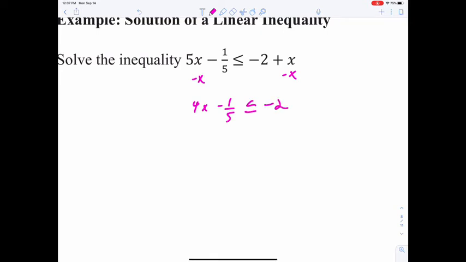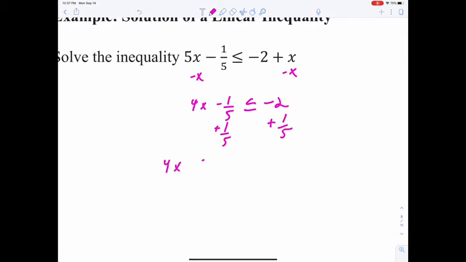Again, we want to get x by itself in the end, so let's add 1/5 to both sides. So we get 4x less than or equal to -2 plus 1/5. So we want to add -2 and positive 1/5. There's a couple ways you could do that. One way is to get a common denominator. Technically, the -2 can be made a fraction, right? By simply putting a 1 underneath it.